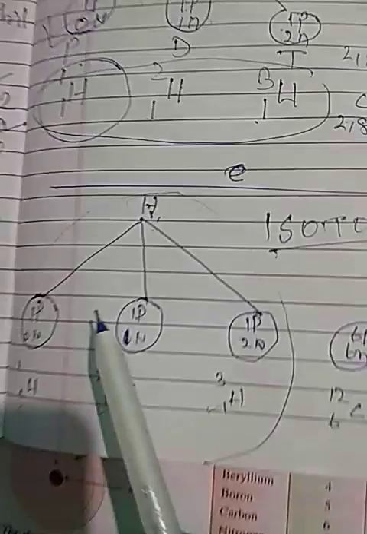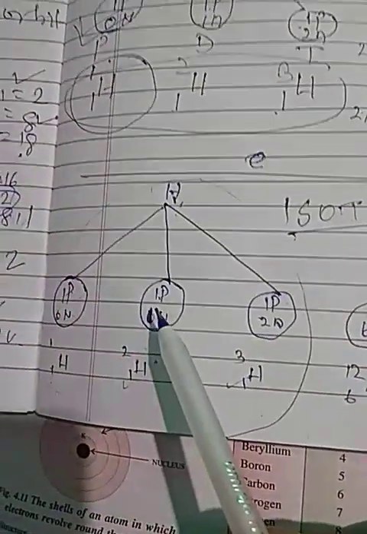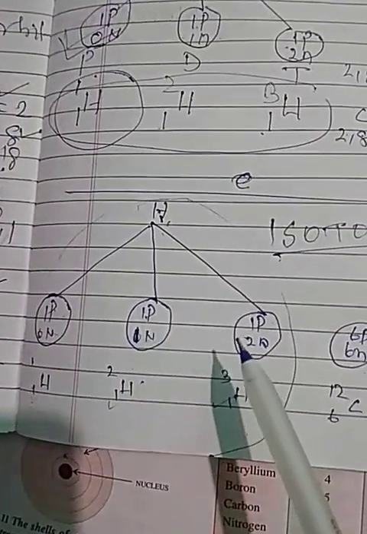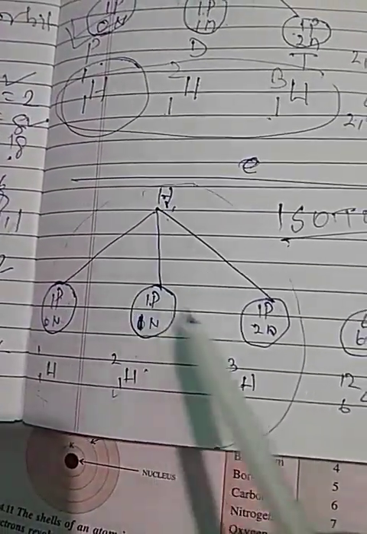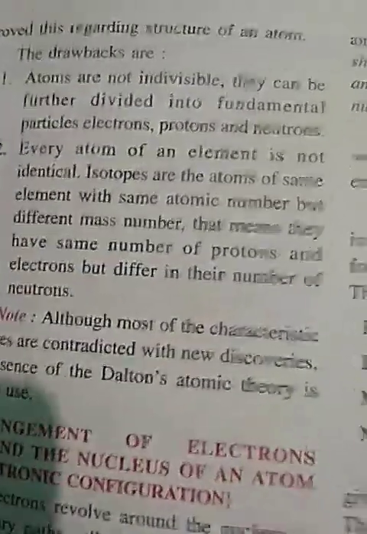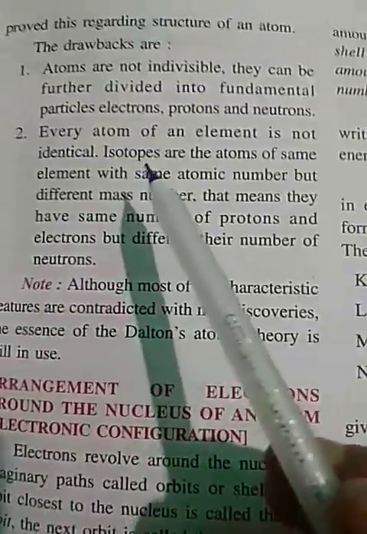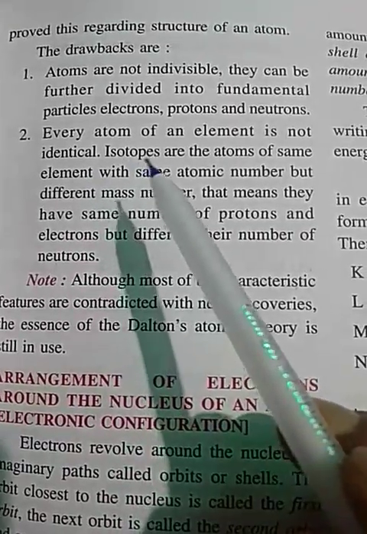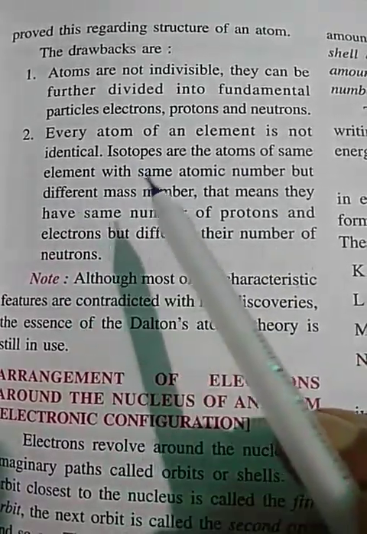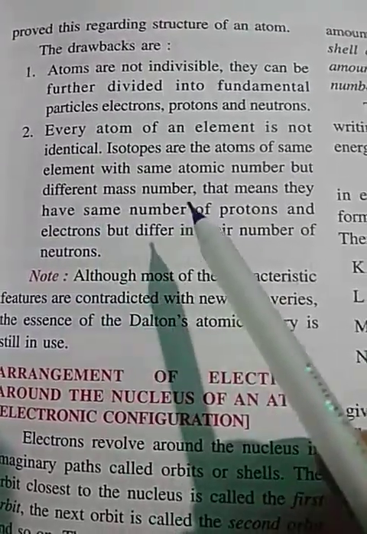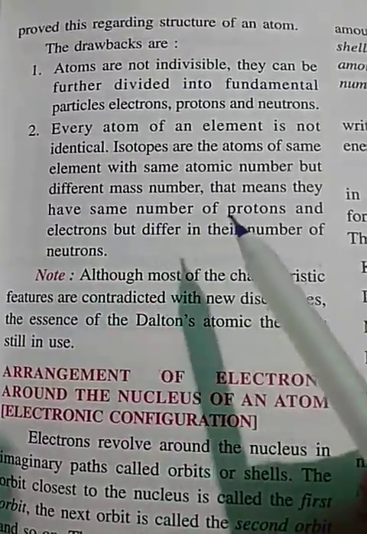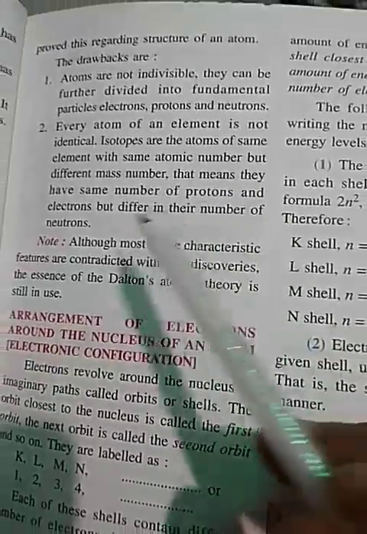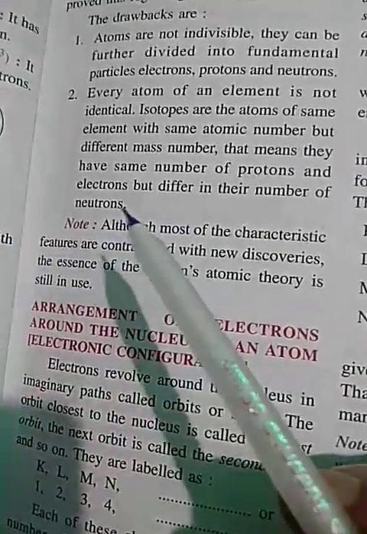So the atoms of same elements are identical according to Dalton, but according to modern concept different atoms of same elements are not identical, they vary. So every atom of an element is not identical. Isotopes are the atoms of same element with same atomic number but they have different mass number. This means they have same number of protons, same number of electrons, but they differ in the number of neutrons.